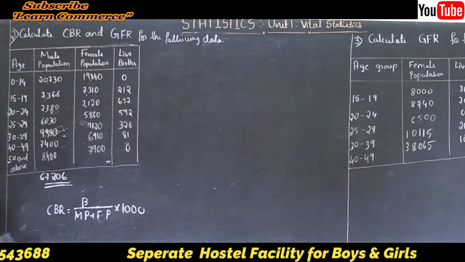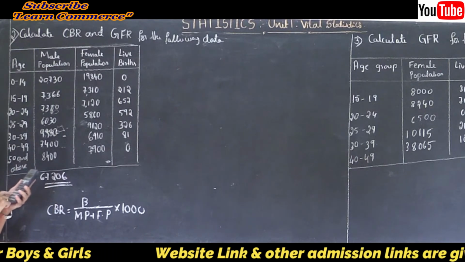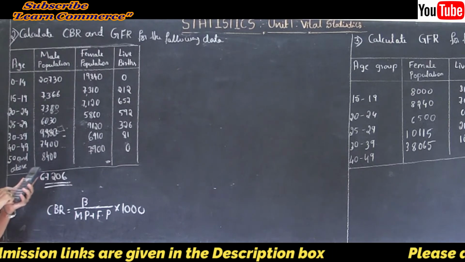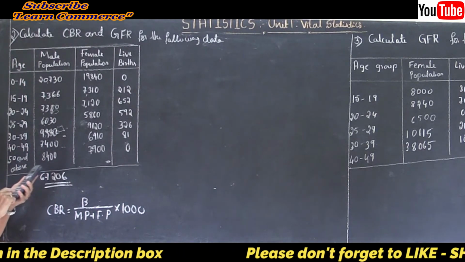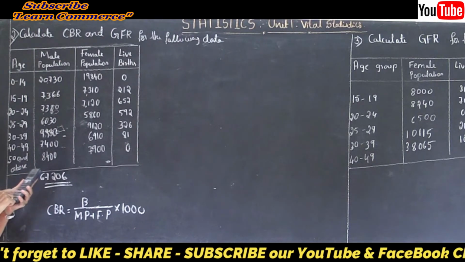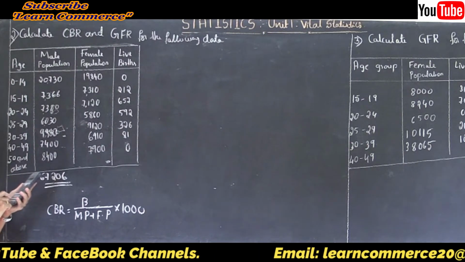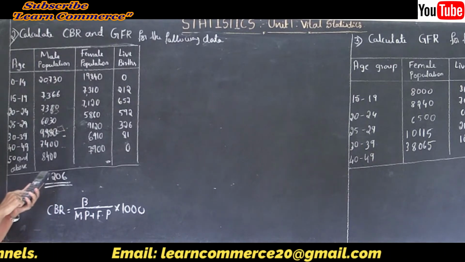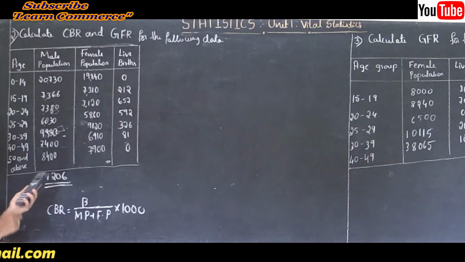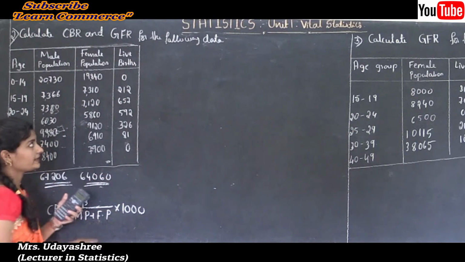Next we need to calculate the total female population. Here the first observation is 19,840 plus 7,310 plus 7,120 plus 5,860 plus 9,120 plus 6,910 plus 7,900. Then the total is 64,060. Okay, next the live births.